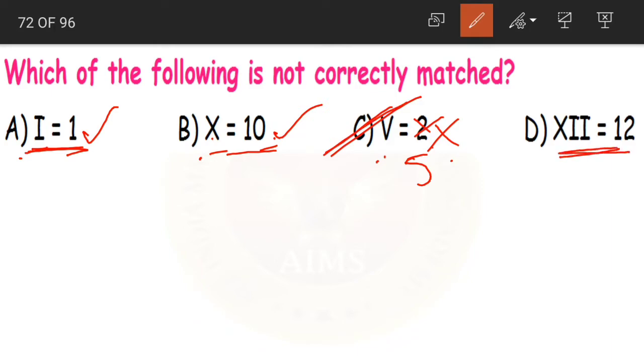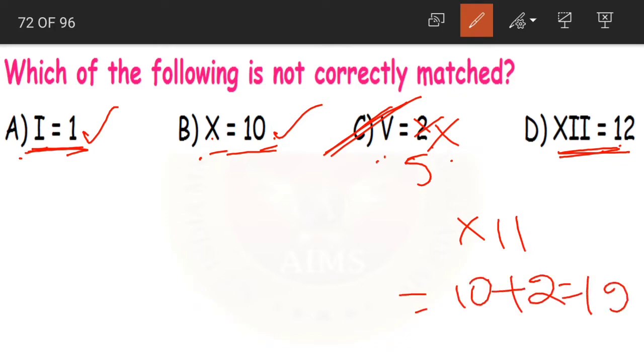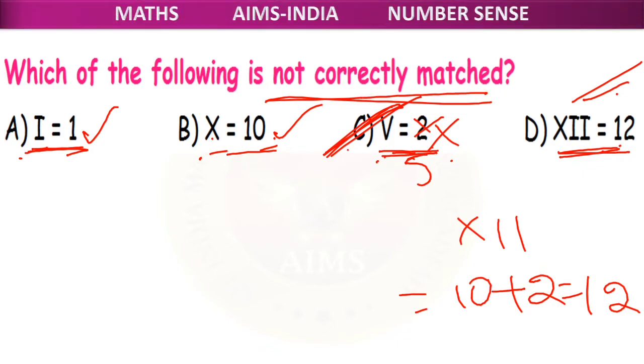But let us check option D as well. Sometimes we can have two options as the correct answers. XII is equal to 10 plus 2, that is equal to 12. So even option D is correctly matched. Only option C, V is equal to 2, is not correctly matched. So it becomes our correct answer.